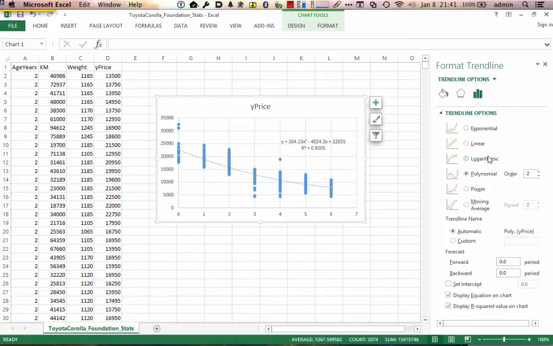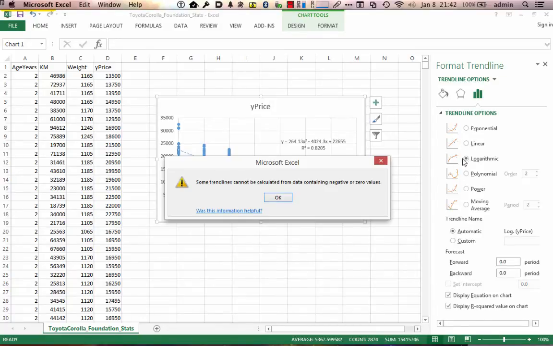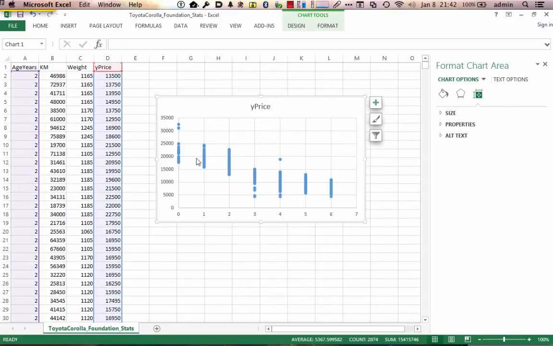If I were to pick logarithmic and then power, this line would disappear. It basically would fail. The reason it's failing, if I select logarithmic, which is not designed to do that, is that it says some trend lines can't be calculated from data containing negative or zero values. What's happening is we have some cars in here that have 0 years. They are new cars, essentially. They're not even an entire year old. And so when we throw a zero into a logarithmic equation, it fails. When we say okay, Excel just removes that line. It's sort of a way of saying, no, that's not something you should have done.